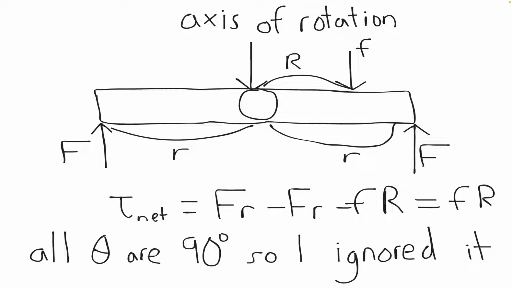One thing to note here: since all the forces are perpendicular to the system, I just ignore the sine of theta because it's just 1. So it's just going to be Fr, the magnitude of torque.